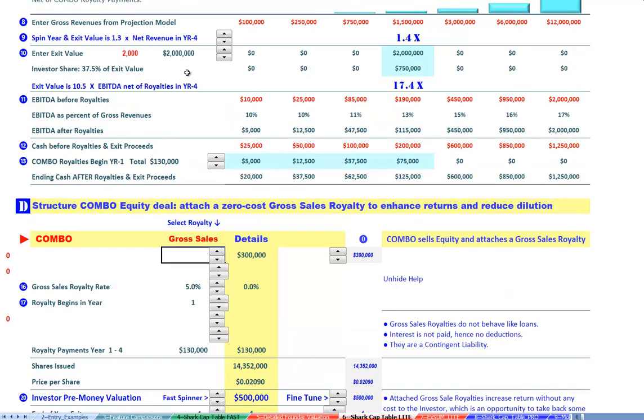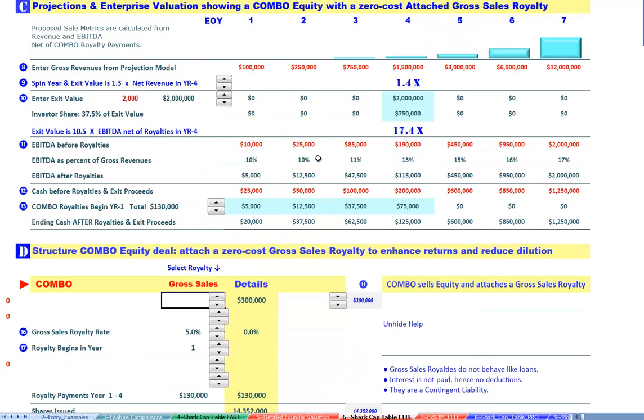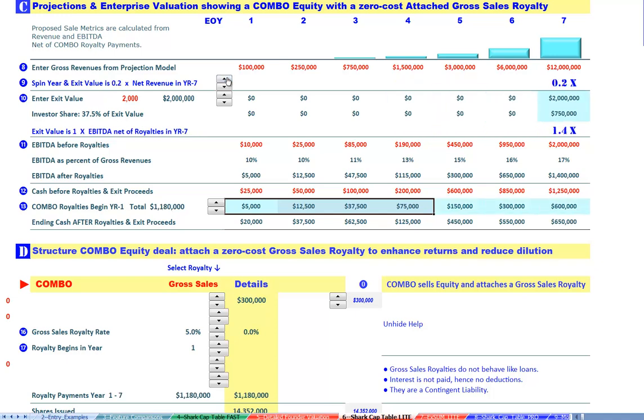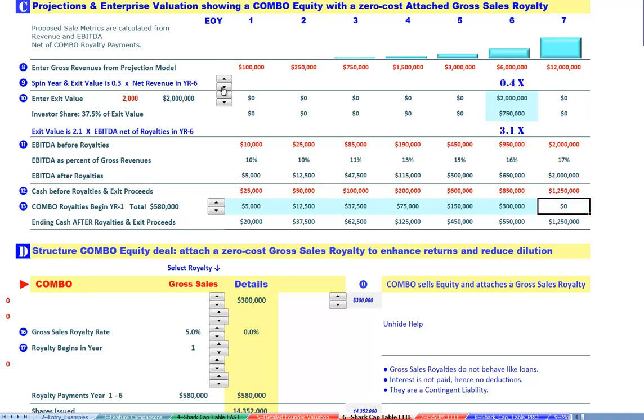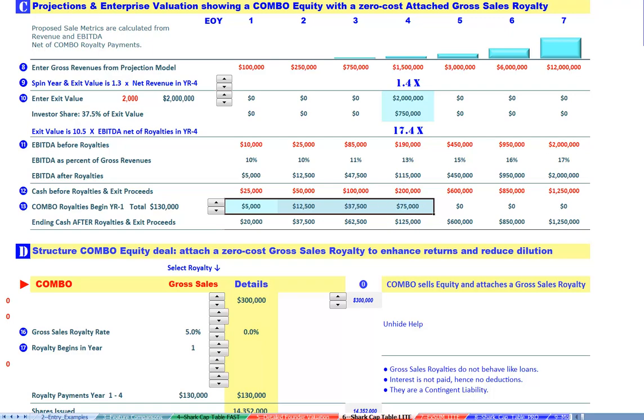We can go up here to our section C, and we can actually see the effect of that royalty. And notice it stops when we sell. If we continue out here to year 7, it continues on unabated until forever. Now that's the bad part about a royalty of that type. You may never get your money back. So a gross sales royalty continues until you sell the business, and you can watch that along this line here.